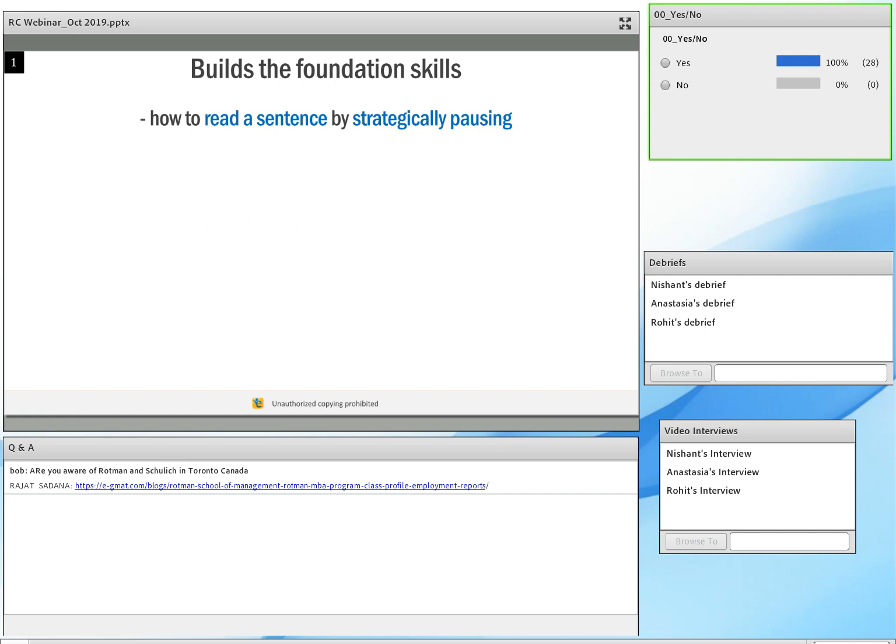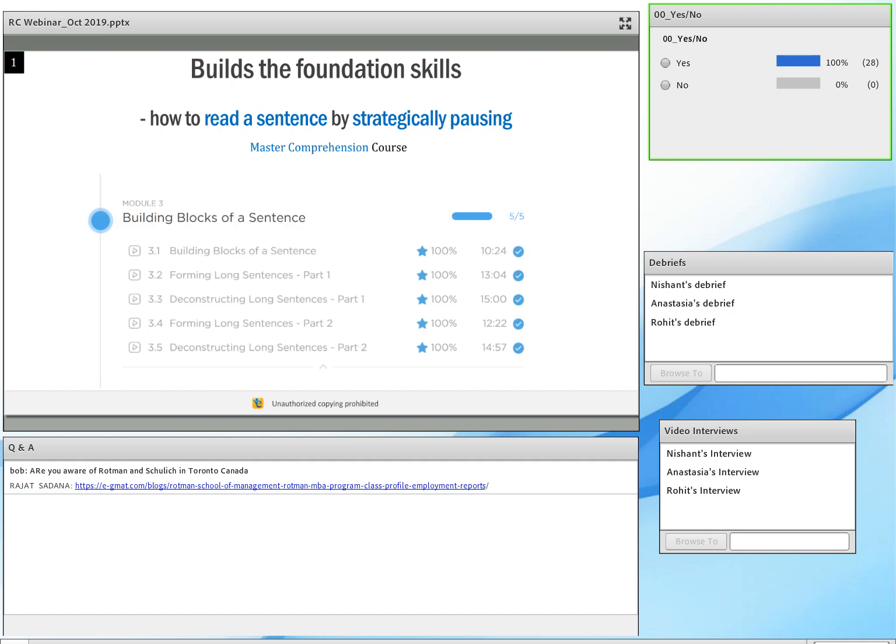He understands how to read the sentence by strategically pausing. And that's taught in the Master Comprehension course of the e-GMAT course. This is the dashboard of Rohit. In this module we teach what the building blocks of the sentence are, how long sentences are formed, and how you can utilize those principles to deconstruct those long sentences so that you can understand the meaning. These are short files, but look at the amount of time that he spent on these files. He's made sure that he's understood the content inside out.